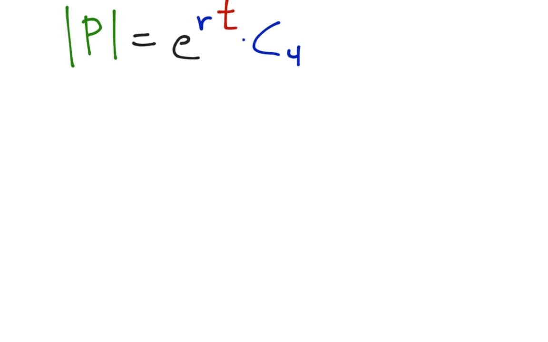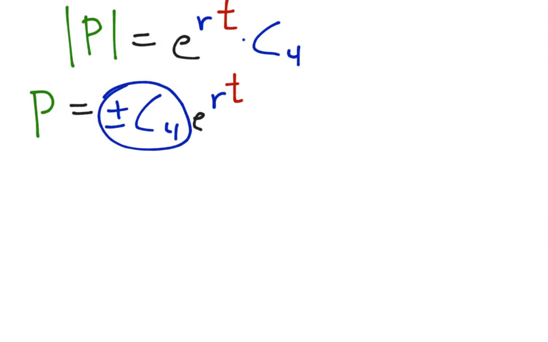All right, so I got p equals e to the RT times C4. To get rid of the absolute value, it's very easy. All I have to do is just say plus or minus on the other side. And so I'll write it in blue because plus or minus is a constant, essentially. It's plus or minus 1 if you want to think about it that way. So I get plus or minus C4 e to the RT. And then plus or minus a constant is just going to be a new constant, so we'll call this C5. So I get P equals C5 e to the RT.